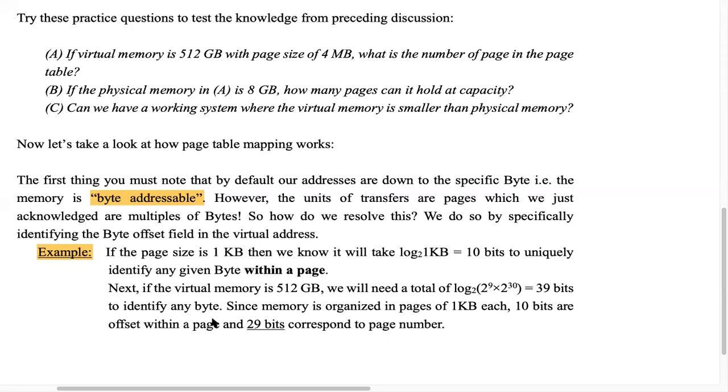Now, since memory is organized in pages of 1 KB each in this example, every page is 1 KB. So 10 bits are the offset within a page and 29 bits correspond to the page number, right? Think of it as an indirection: to locate a byte, you first need to identify the page number or the page address. Once you have identified the page, within that page you have to identify your byte.